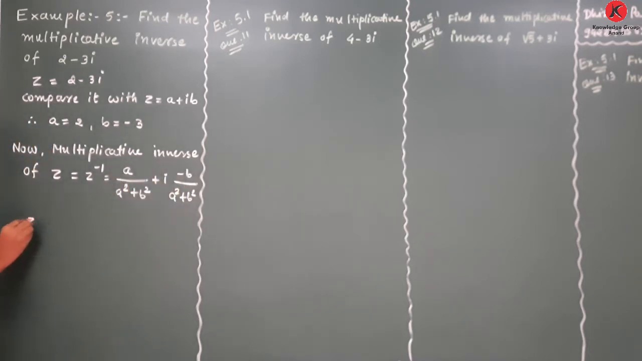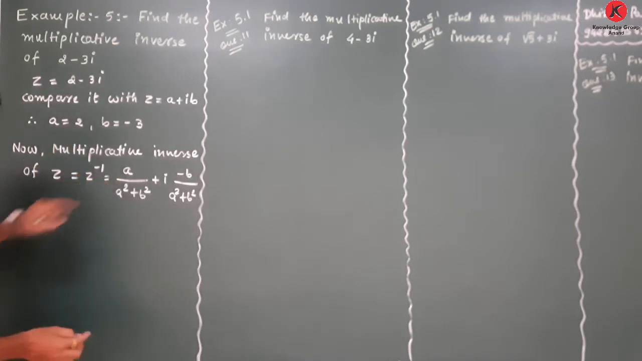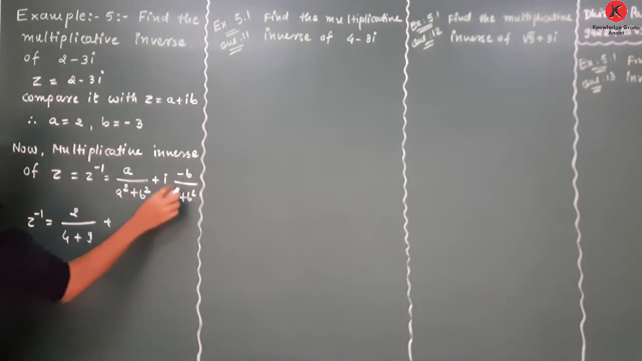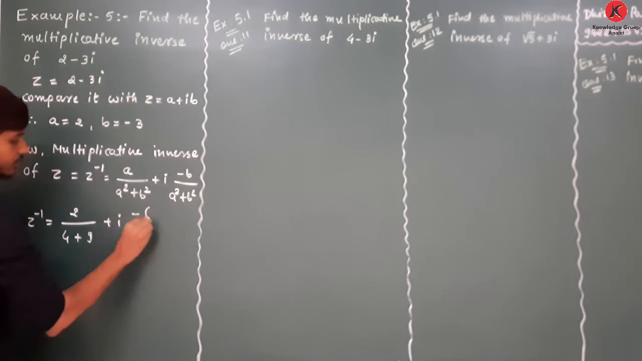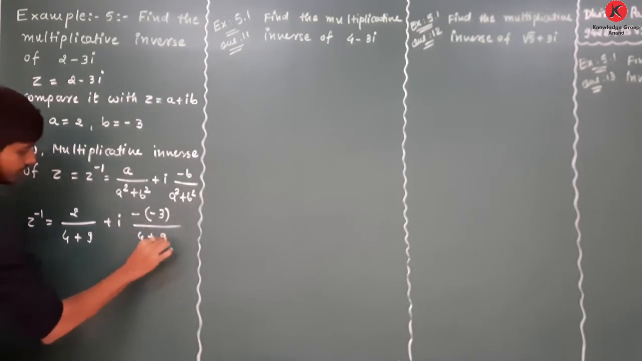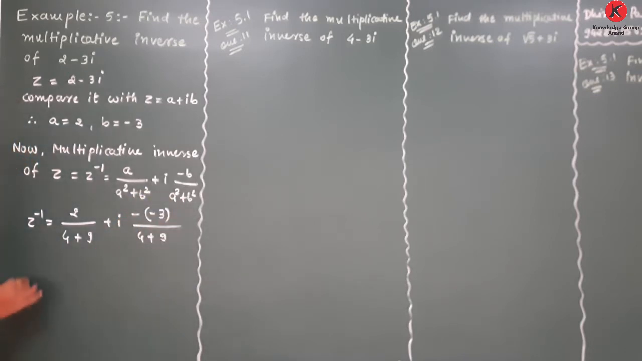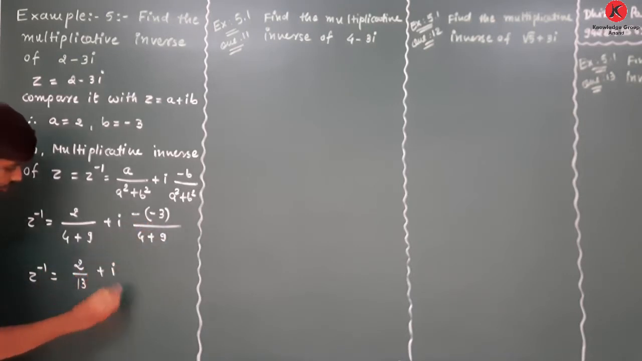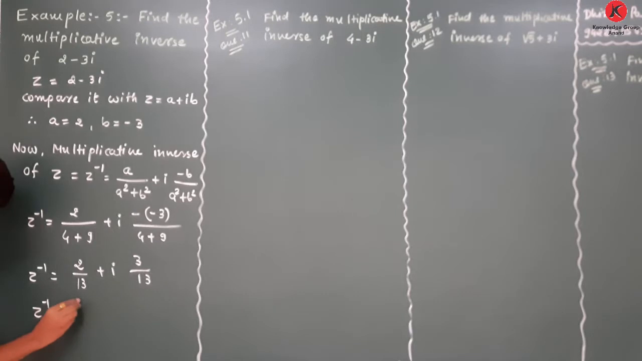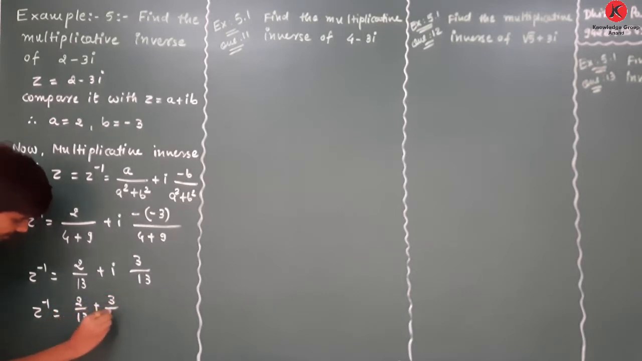Now put the value of A and B. Therefore, we are getting 2 upon A square, means 2 square, 4, plus B square, minus 3 square, plus 9, plus i into minus B, means minus is there already and B is minus 3, divided by 2 square 4 plus minus 3 square 9. Therefore, we are getting Z inverse equals 2 by 13 plus i into 3 by 13.